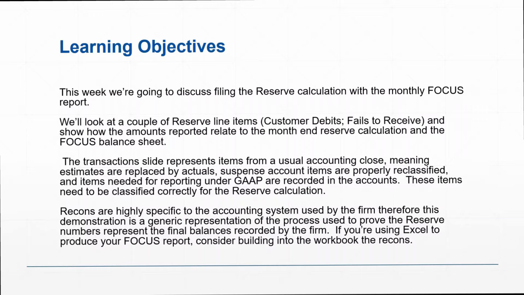The transactions slide will represent items from a usual accounting close, meaning estimates are replaced by actuals, suspense account items are properly reclassified, and items needed for reporting under GAAP are recorded in the accounts. These items need to be classified correctly for the reserve calculation as well as for the FOCUS balance sheet and the income statement. Now, recons are highly specific to the accounting system used by the firm.